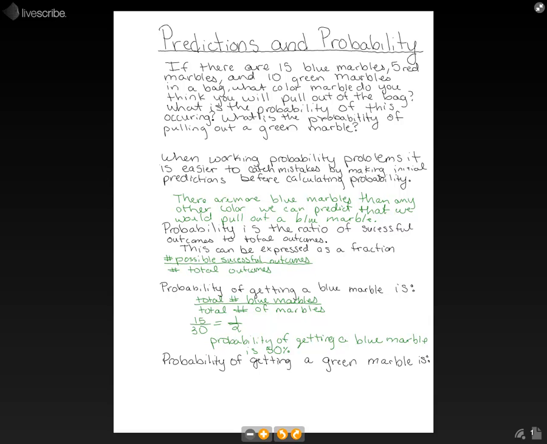So now look at our probability of getting a green marble. If we have 10 green marbles over our total 30 marbles, that's 1/3. So that would be 33.3 repeating percent. So that's how you can do predictions and find probabilities.